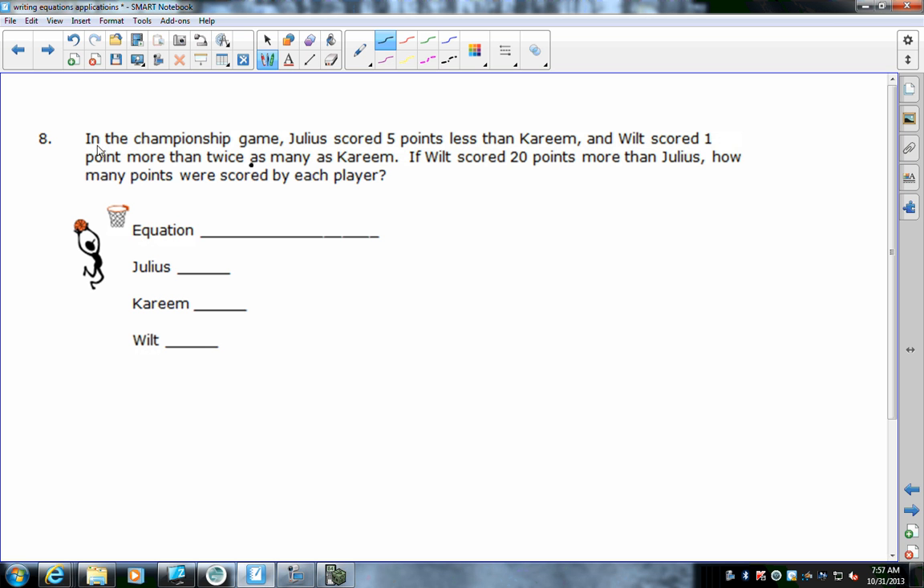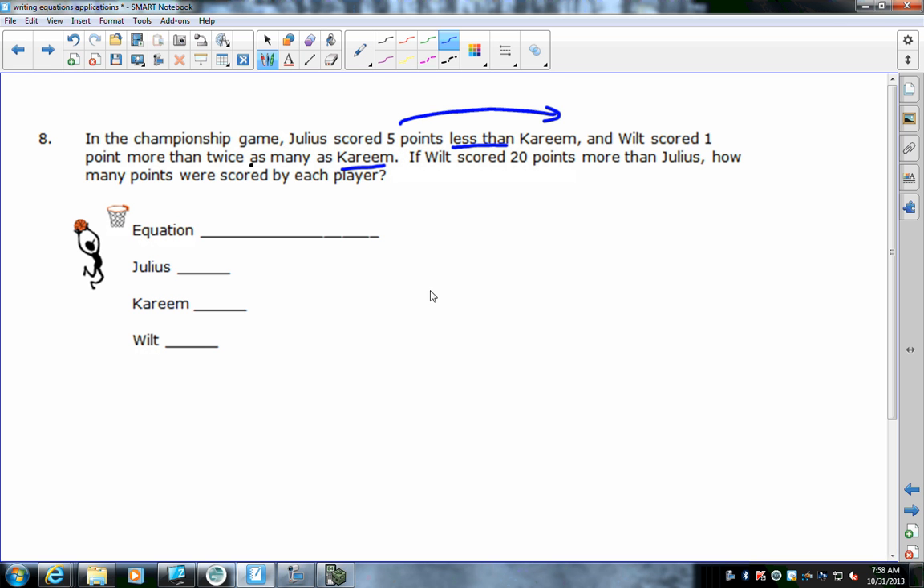Okay. In the championship game, Julius scored 5 points less than Kareem. Less than. I'm going to make that arrow thing because if you do that every time you see less than when it goes through these word problems, it will help you remember what to do. Wilt scored 1 more point than twice as much as Kareem. Okay, we're comparing both people to Kareem.